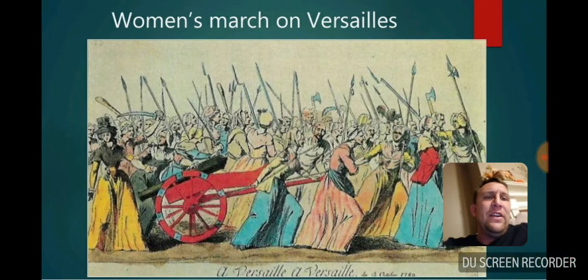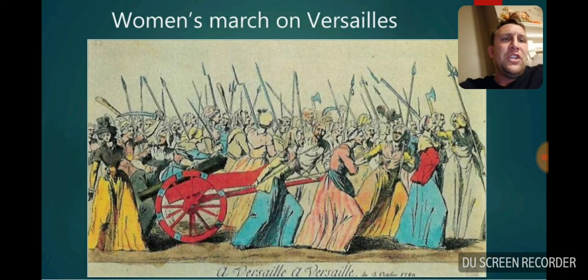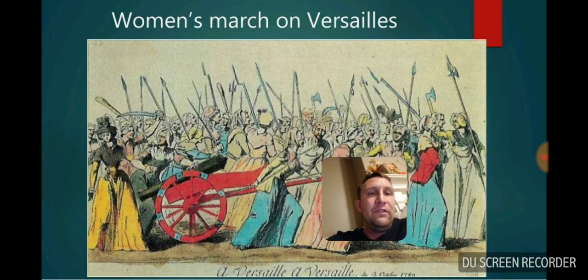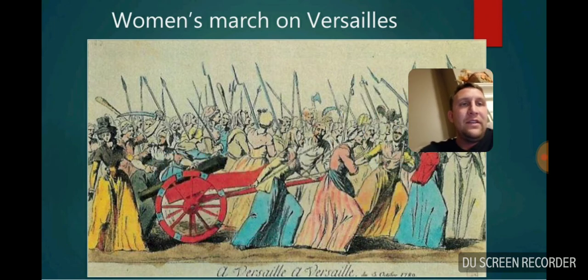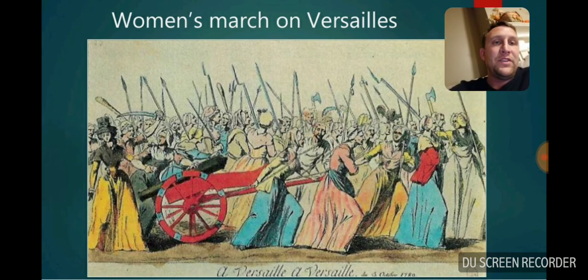They bring them back, and here is an artist rendition of that event where you can see all of the weapons that the women had, and this cannon really scares me. Yeah, I would move back to Paris as well.